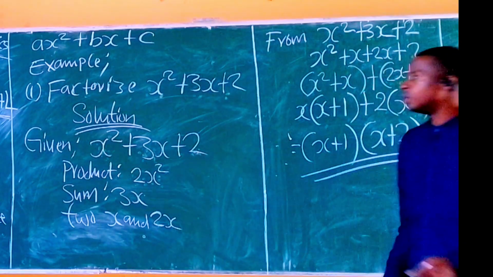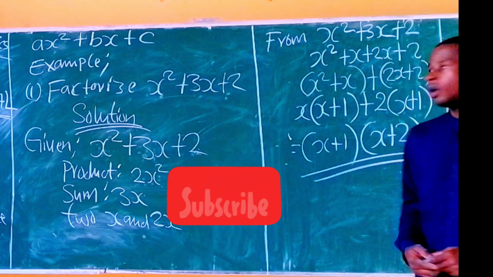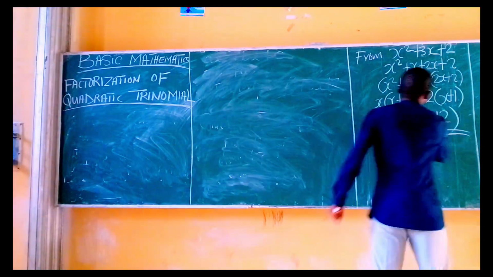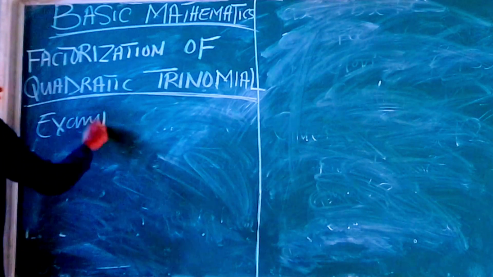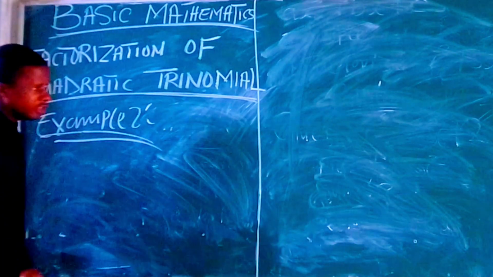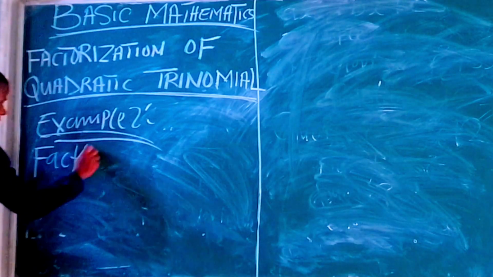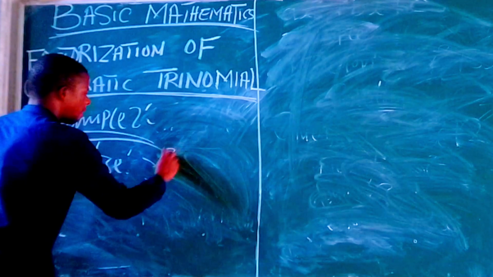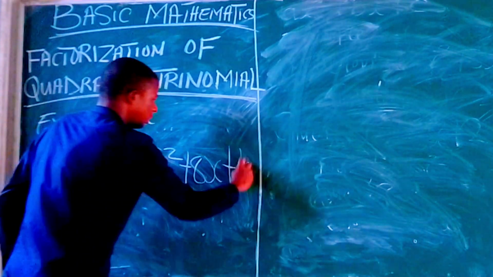Now let's move on to the next example on this factorization of a trinomial expression. Let's look at the second example. Example 2, they say to factorize x squared plus 8x plus 15.